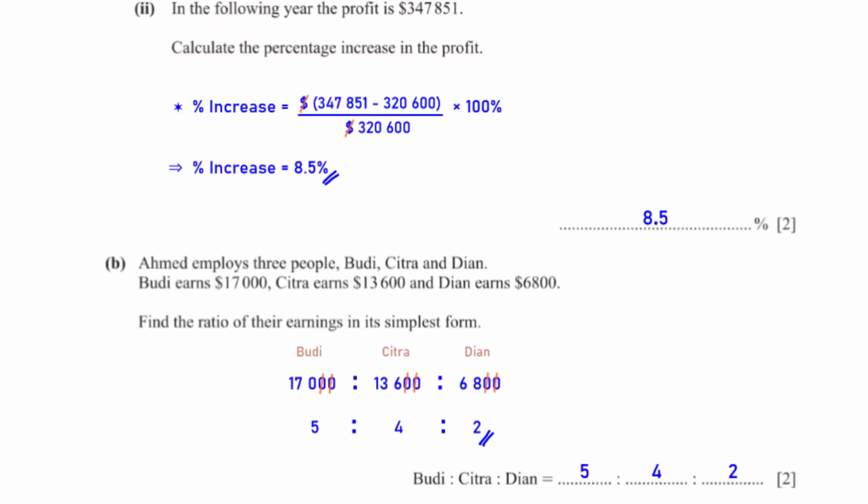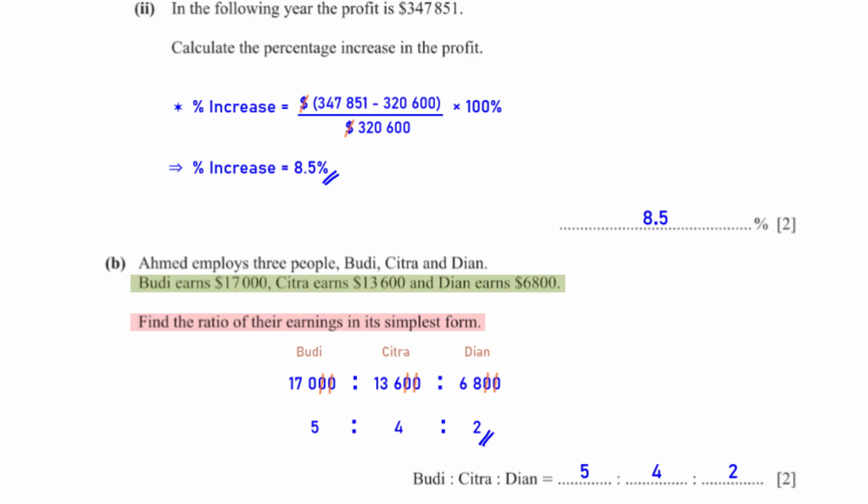Ahmed employs 3 people, Budi, Citra, and Diane. Budi earns $17,000, Citra earns $13,600, and Diane earns $6,800. Find the ratio of their earnings in its simplest form.